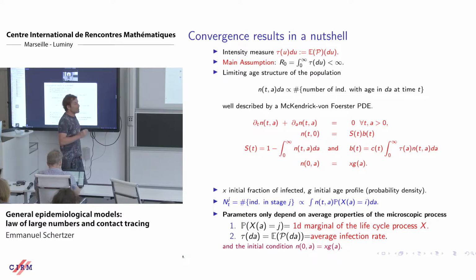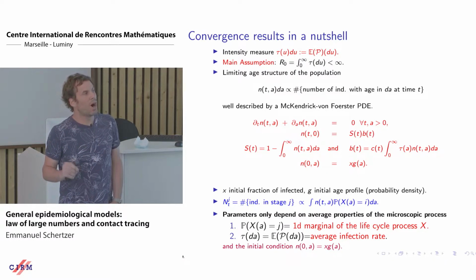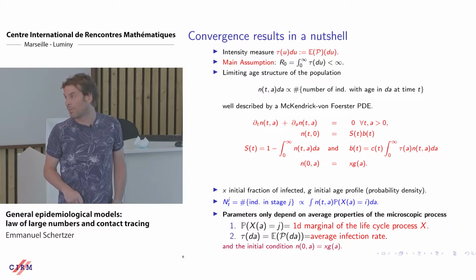Okay, so that's the age structure, but as I told you earlier, this is something that you will not necessarily be able to actually measure in your population. So how do you recover the compartments? It's actually quite easy. What you do is you average the probability. If you want the number of individuals in a certain stage i, sorry, it's i, you compute the probability that you are at i at age a, and you average over the age structure at time t.